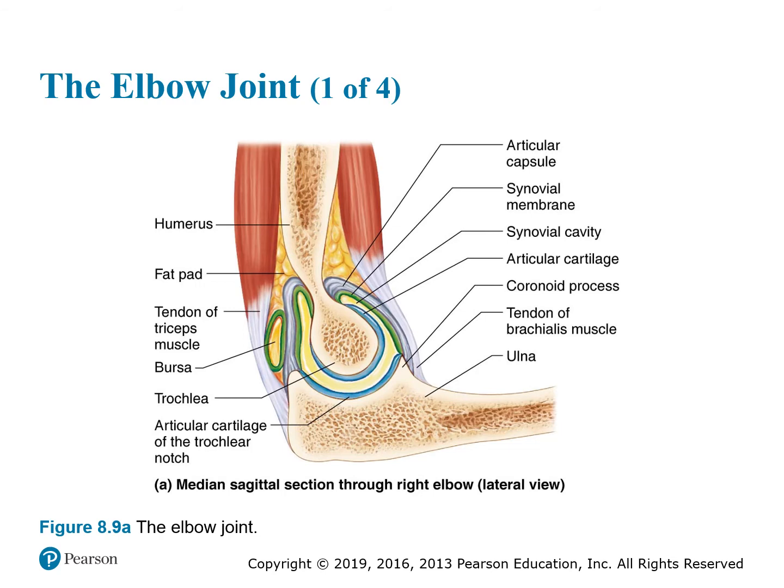Here is a close-up of the elbow joint. We have the humerus coming down. This is the trochlea. And then, of course, we have the ulna, the trochlear notch in the ulna. And this allows for flexion and extension.